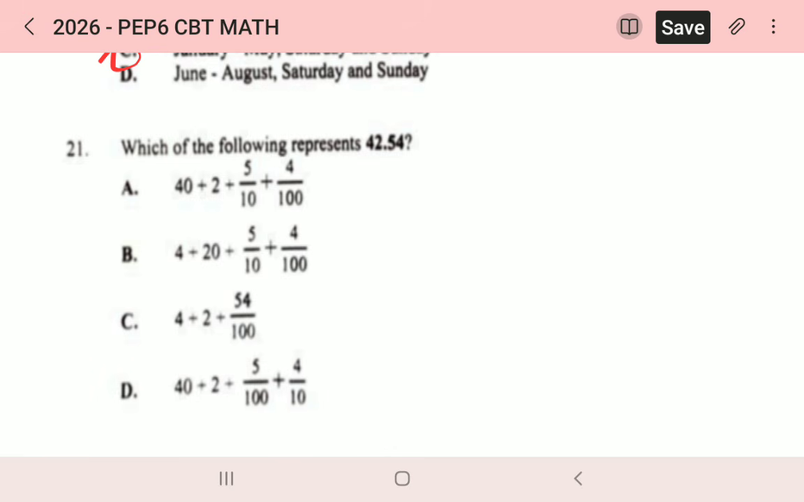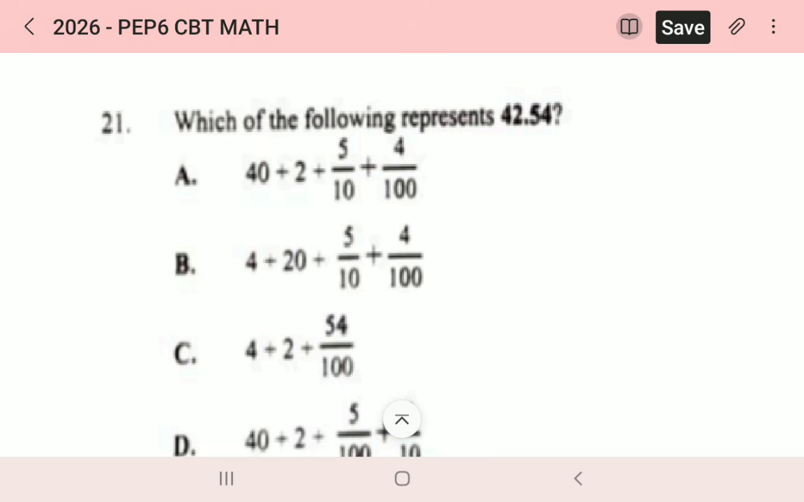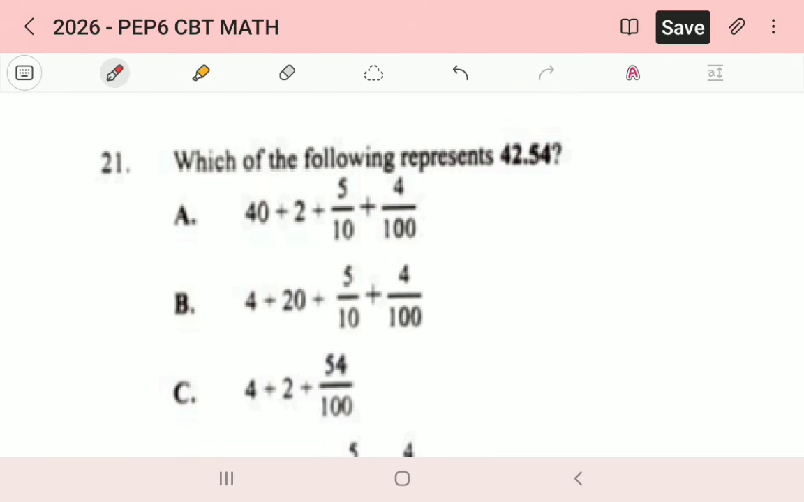21. All right. Which of the following represents 42.54? Which represents 42.54. All right. So 40 plus 2 is 42. All right. Let's look at it. 40 plus 2, this is 42 at the start. 5 over 10 is 0.5. And 4 of 100, 4.